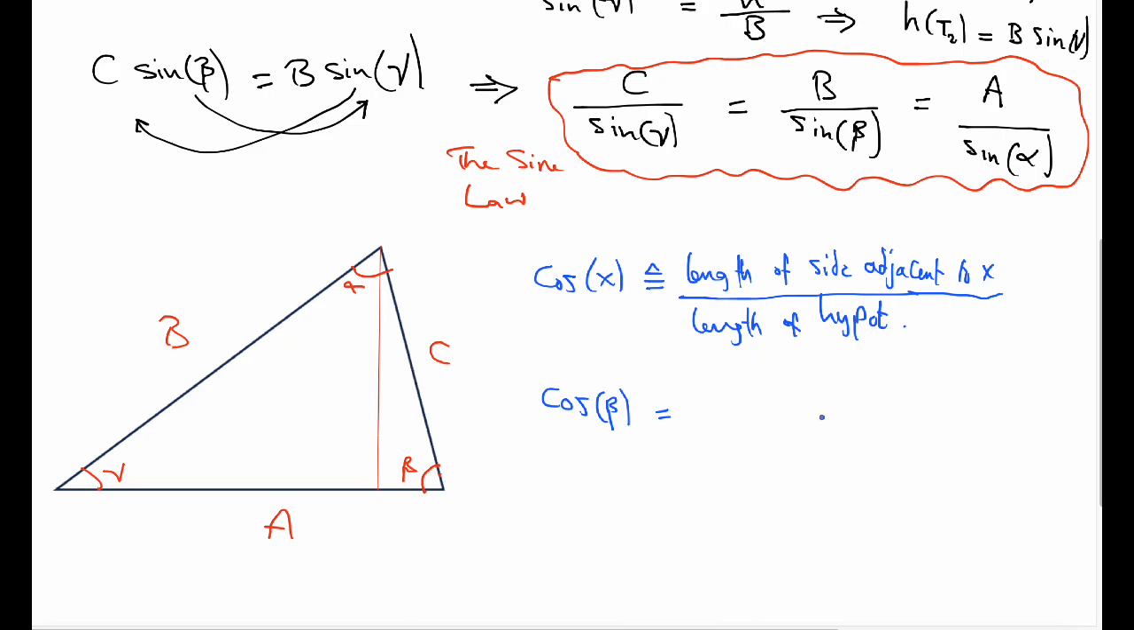According to this definition, it will be the ratio of the adjacent side, we'll call this B1, h is the opposite, divided by the hypotenuse side, which is given by C. So now we can rewrite B1, which is the length of the base of the triangle, to be C cosine beta.